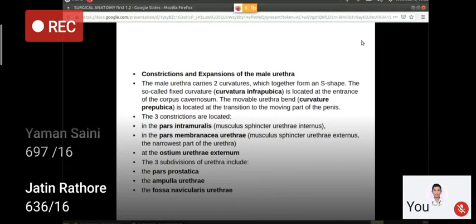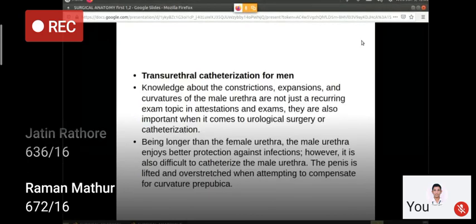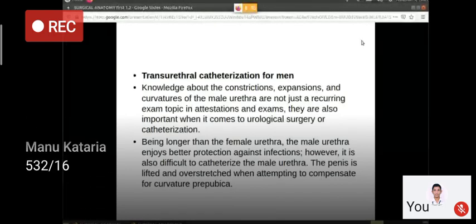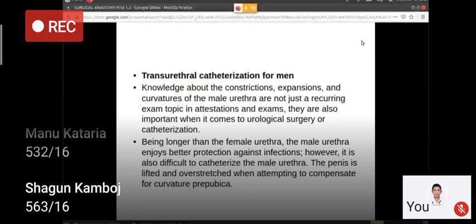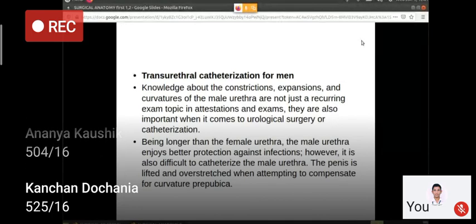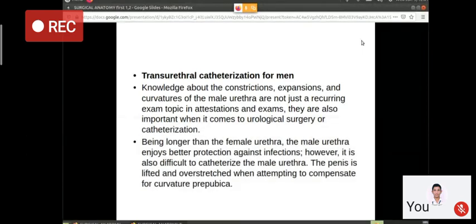We will discuss in the next lecture how to catheterize, what the complications related to catheterization are, and the relationship of catheterization with the urethra. So how you catheterize and how the anatomy of the urethra is important during catheterization.